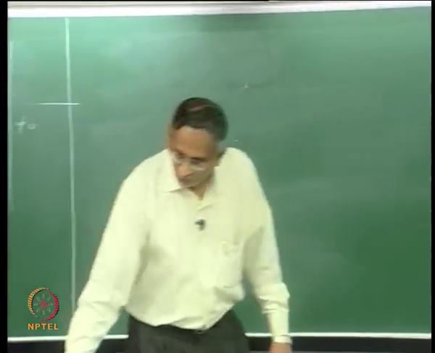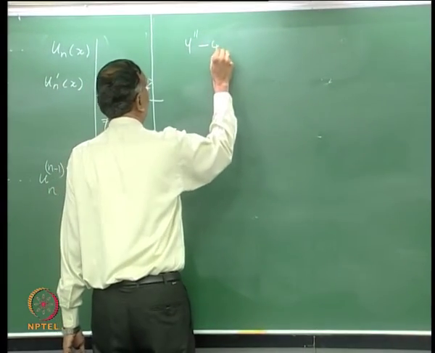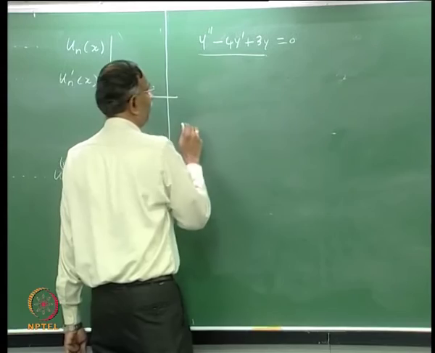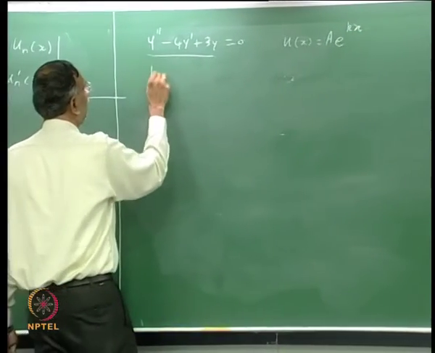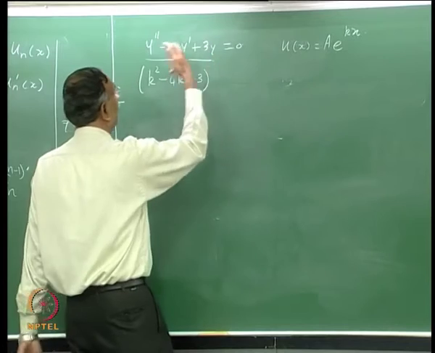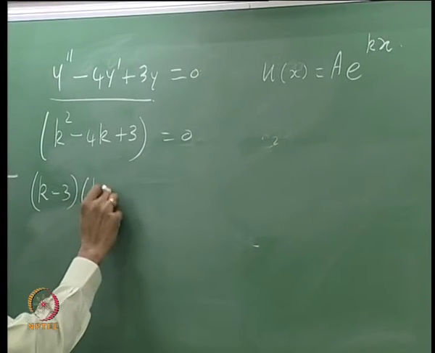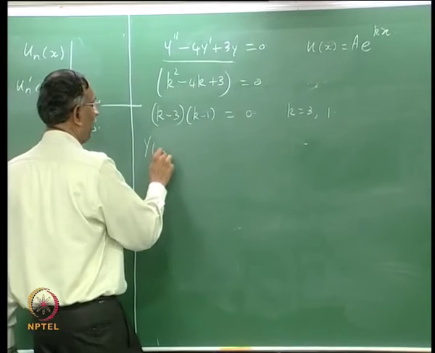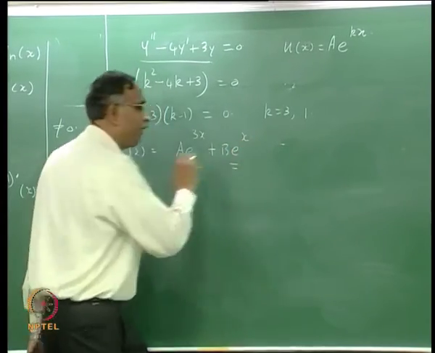Let me give you a couple of examples. We had probably talked about the differential equation y double prime minus 4y prime plus 3y equals 0. When it is factored with the solution y of x equal to a e to the kx, you are going to get k squared minus 4k plus 3 times this whole thing, because the derivatives will give you that, and that's going to be 0. Therefore, this is factored as k minus 3 times k minus 1 equals 0, so k is equal to 3 or 1. So we have the general solution y of x equals a e to the 3x plus b e to the x. Are these linearly independent?